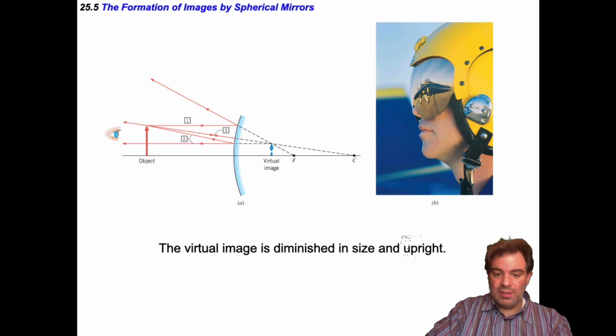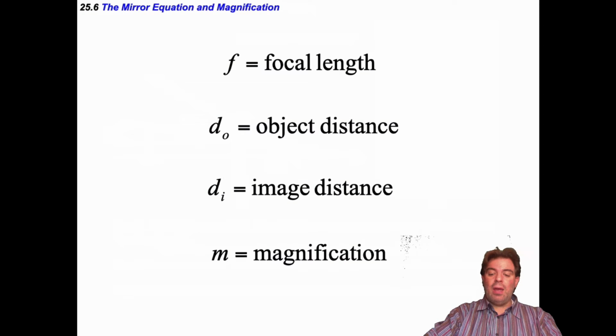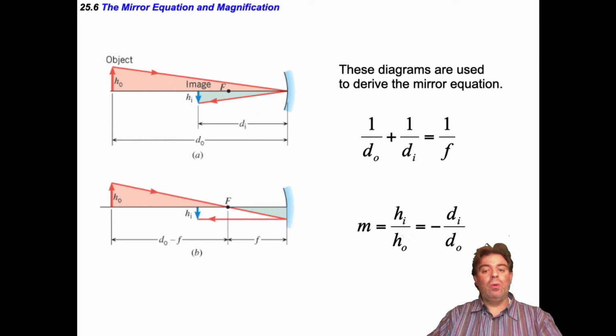So, with that said, now let's look at the mirror equation. There's a couple of terms that we need to know. The first one is f, which is the focal length. The second one is d_o, which is the distance of the object, d_i, distance of the image, and m, magnification. And here is the mirror equation. It's the inverse of the distance of the object plus the inverse of the distance of the image is equal to the inverse of the focal length.